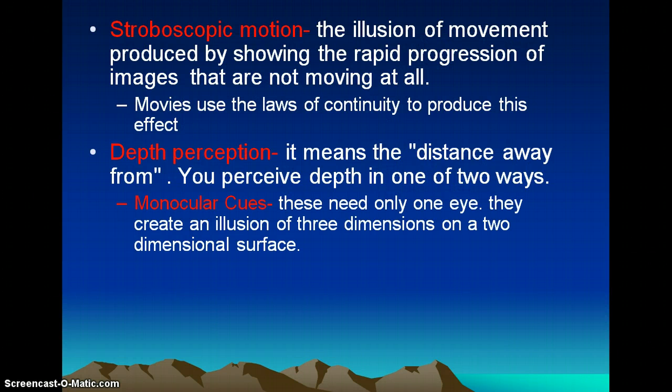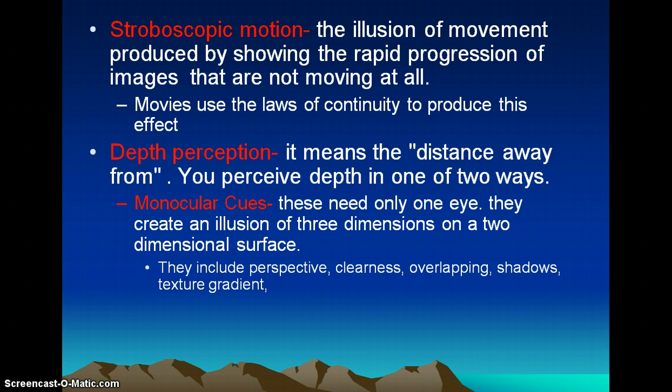Alright, you have monocular cues. These need only one eye to see, so any of your pirate friends can pick up on these things. It makes a 3-dimension on a 2-dimensional surface. They include perspective, which is that whole vanishing point thing. Clearness, because things that are clearer appear to be closer to us. Overlapping. When things overlap other things, obviously they must be closer.